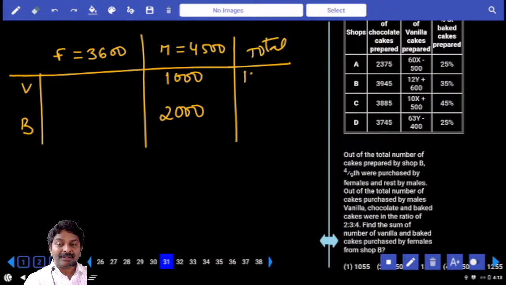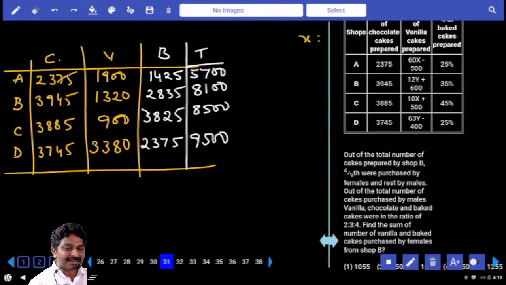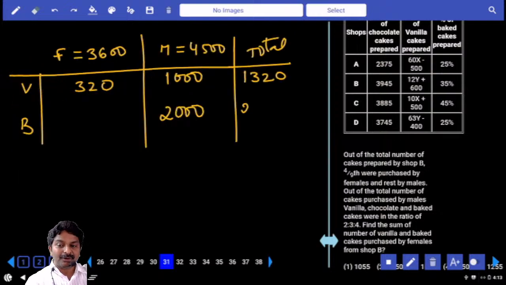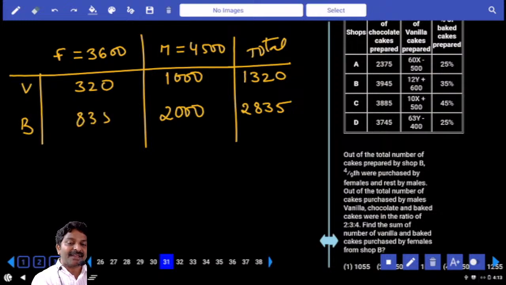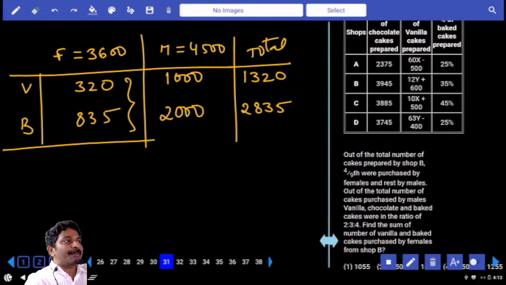1320. Total is 1320, in which we have male and female. Male are 1,000, then female are 320. Next is baked cakes. Go to shop B, baked cakes. How many are there? 2835. So total is 2835, out of which 2,000 are male, then 835 are female. Now the question is to identify female people who are in vanilla and baked cakes, which is 1155.